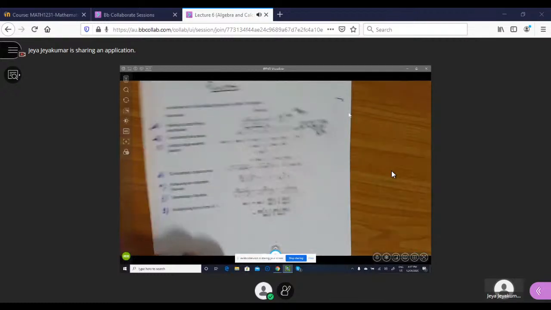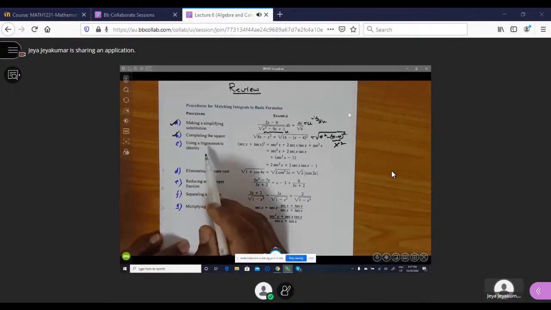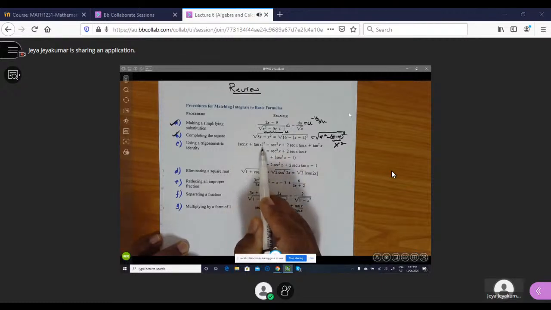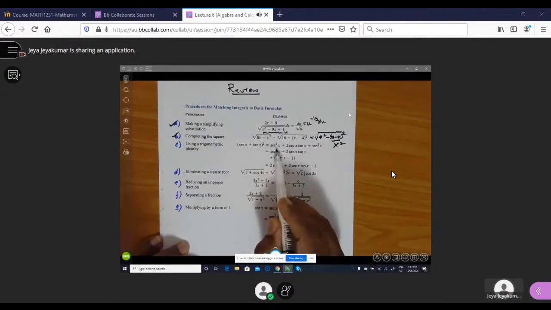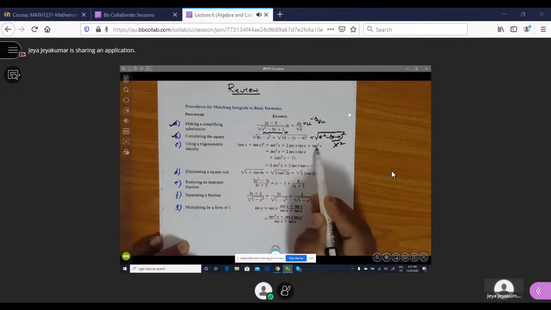Look at the third one, part C here. Sometimes we have to use a trigonometric identity to simplify the integrals. So for example, the integral involves (sec x + tan x) squared. So it's not exactly on the table of integrals. What we can do is square it and expand it: sec squared x plus 2 tan x sec x plus tan squared x, right?